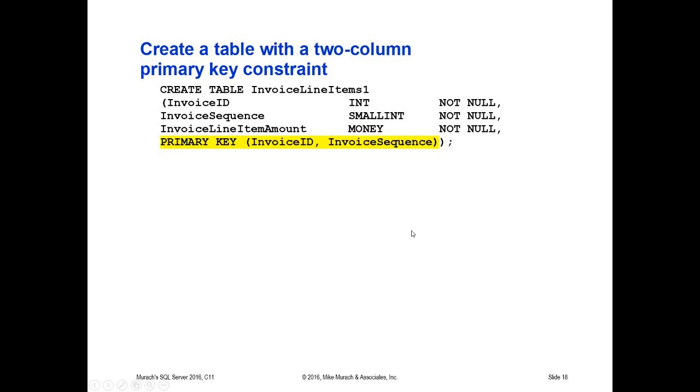Here we're creating our invoice line items table. We've added a 1 here. You can try this syntax. We're creating this table on the invoice ID as an integer. We do not allow it to be null. An invoice sequence column that's a small integer that cannot be null. And our line item amount that's a money that cannot be null. Our primary key here is going to be our invoice ID and our invoice sequence. So we have a composite key.